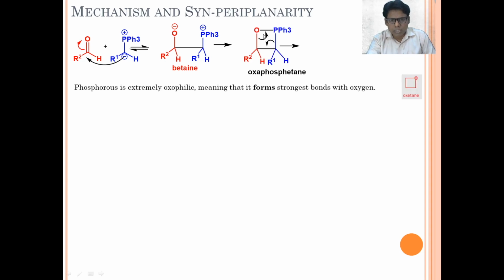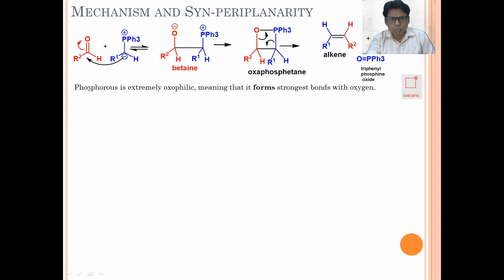This structure gets cyclized to get a four-membered cyclic structure. Four-membered cyclic structure having just carbon, they are called as oxetanes. And if there is additional phosphorus, this is called as oxaphosphetane. So it breaks in such a way that we get alkene like this and triphenyl phosphine oxide.